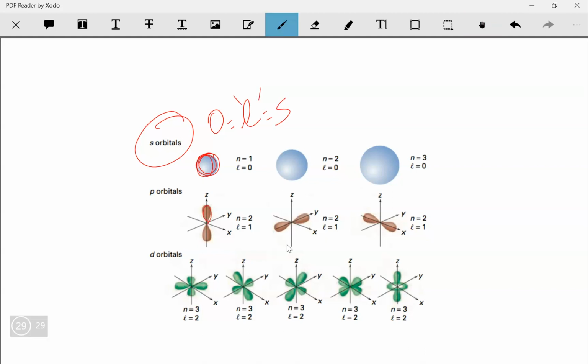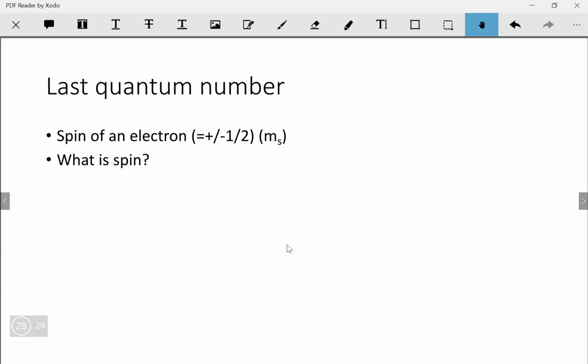p orbitals are dumbbell shaped. d orbitals are double dumbbell and donut shaped. Again, you don't have to know the shapes, just know that there are different kinds of shapes that correspond to the orbitals. That's why you have s, p, d orbitals, because they have different shapes.